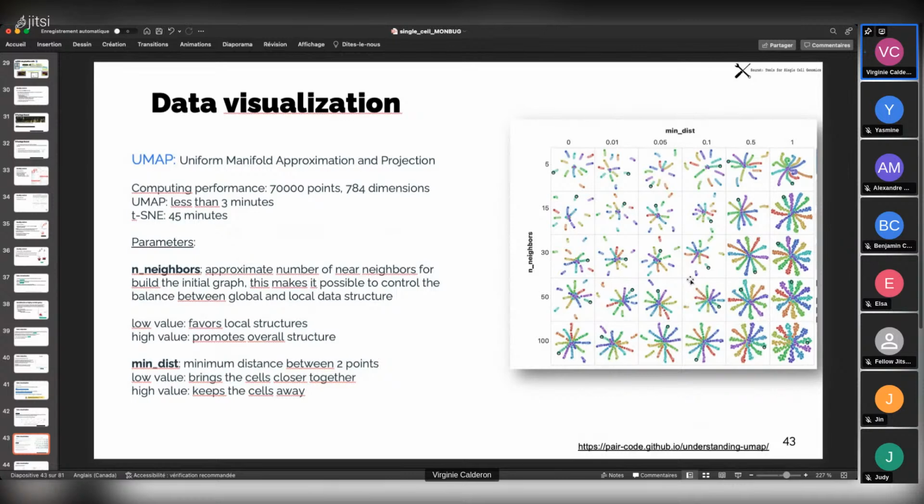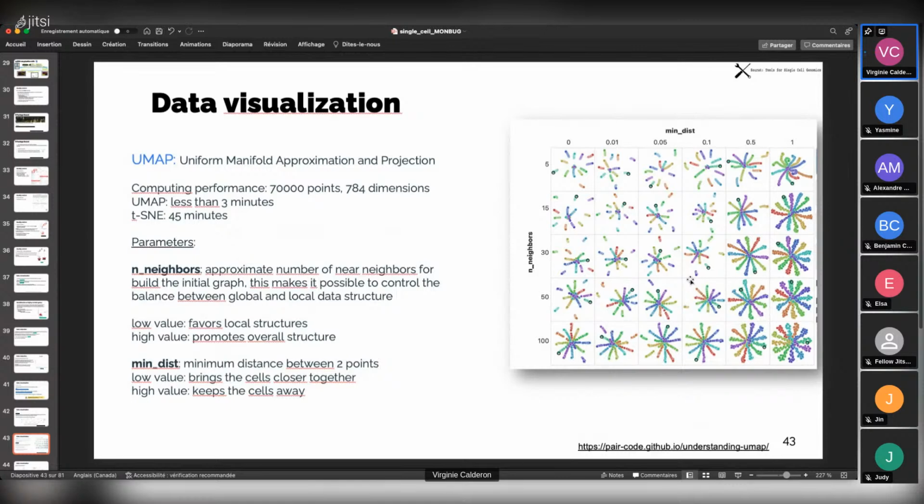It will make it possible to control the balance between global and local data structure. So if we see here, if you have a low value of n neighbors, at the top left, it will go in favor of local structure, so the cells are really compact here. And if you have a high value of n neighbors, you see that the cells from the same origin, the same cluster, are spreading in the graph. So you see how it impacts the projection.